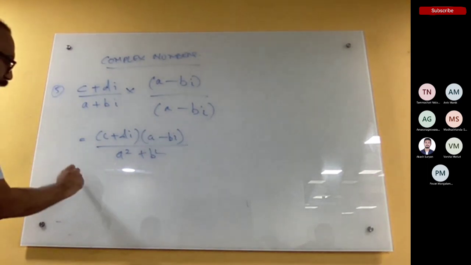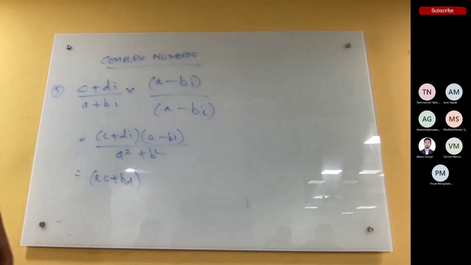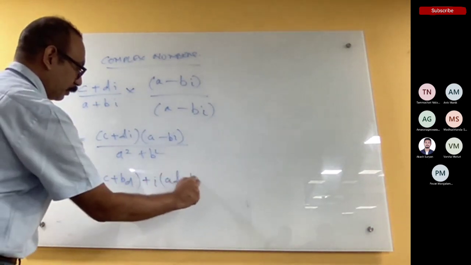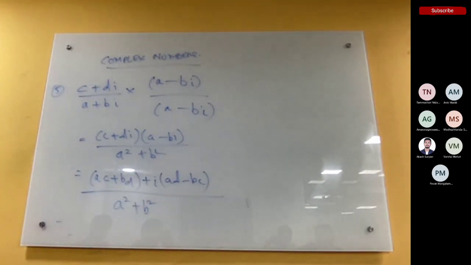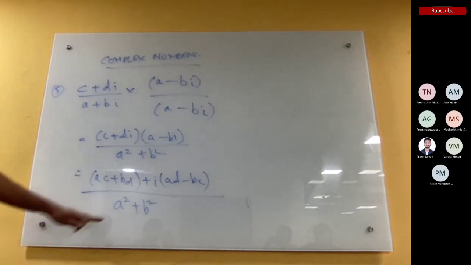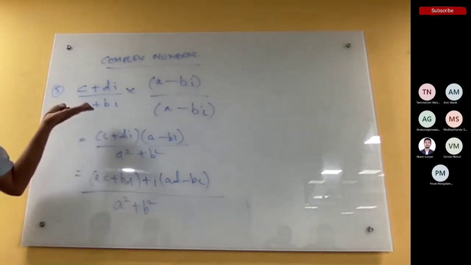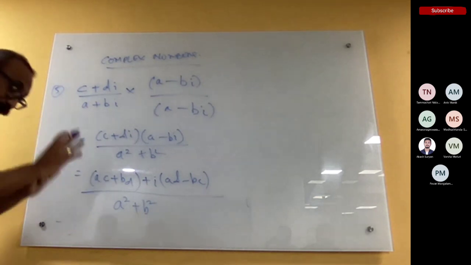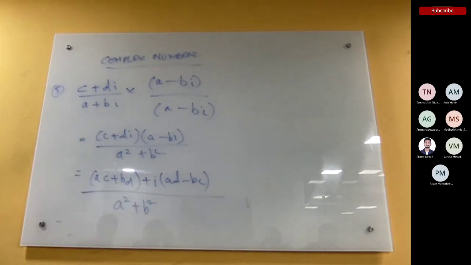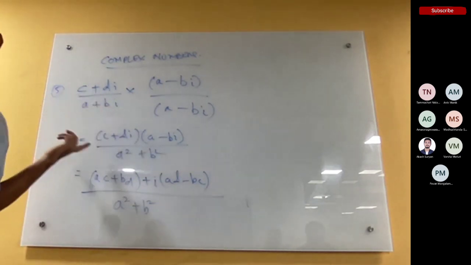So you break it down a little bit. This will become ac plus bd, plus i into ad minus bc, by a square plus b square. Now, the only case where this is not valid is where this is zero, so where a and b are both equal to zero. When a and b are both equal to zero, anyway, even this division is not allowed. Always in math, when you're proving anything, look for division by zero. That is the only case where everything breaks down. Mathematics itself breaks down at that point, so you have to be very, very careful. But that's an okay condition. You are not assuming a and b both are equal to zero, right?